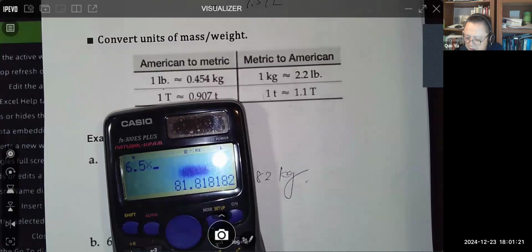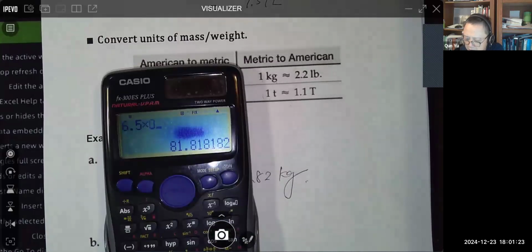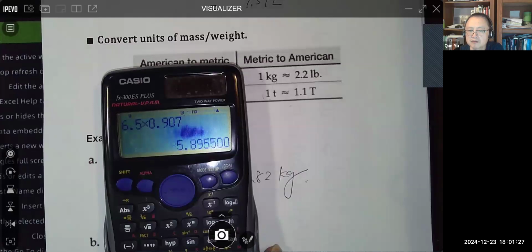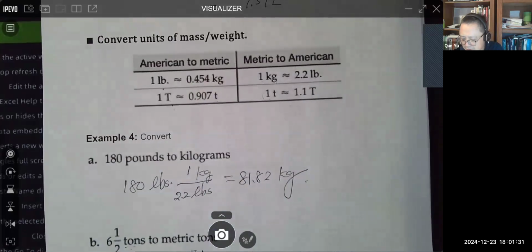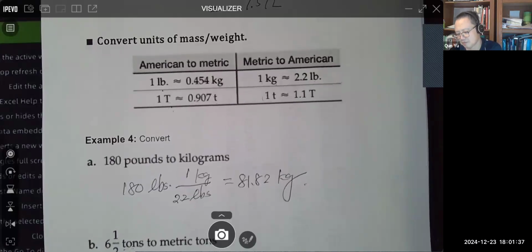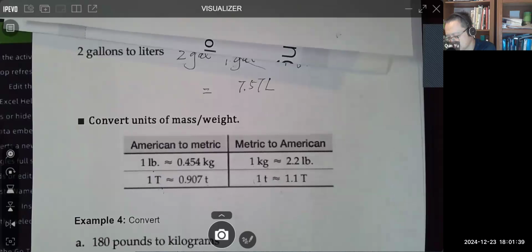6.5 times 0.907. 5.9, let's take two decimal digits. 5.9 metric tons. And this is the conversion between these two.